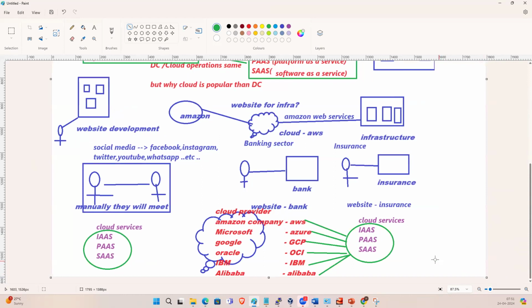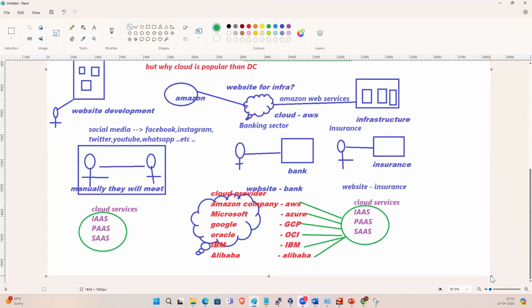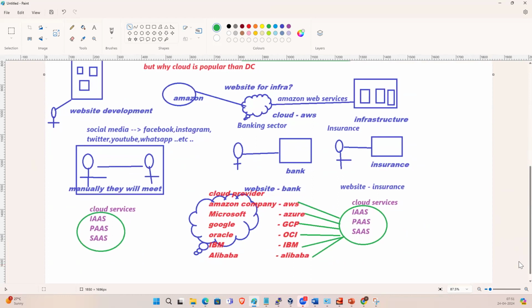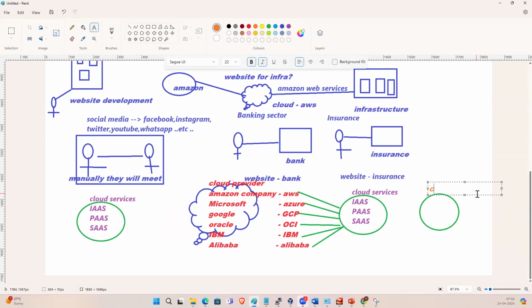So these are the cloud services. So what are the cloud environments, guys? Very easy, guys. Any cloud, AWS or anything, is very easy. Cloud environments.